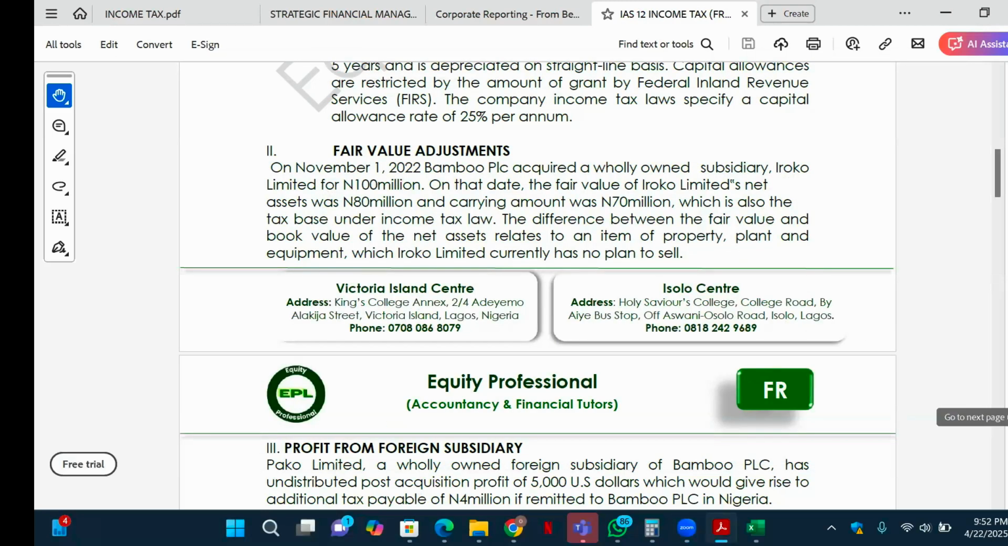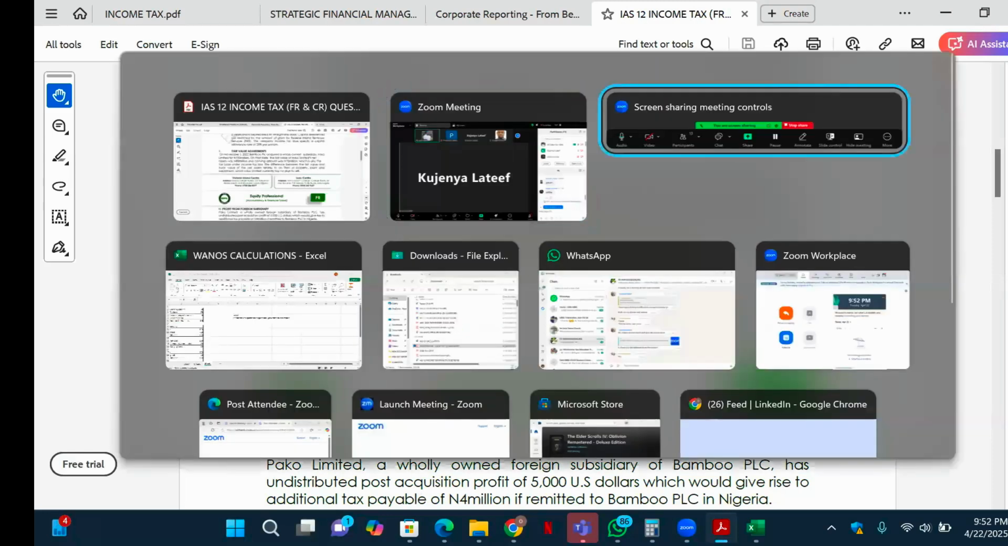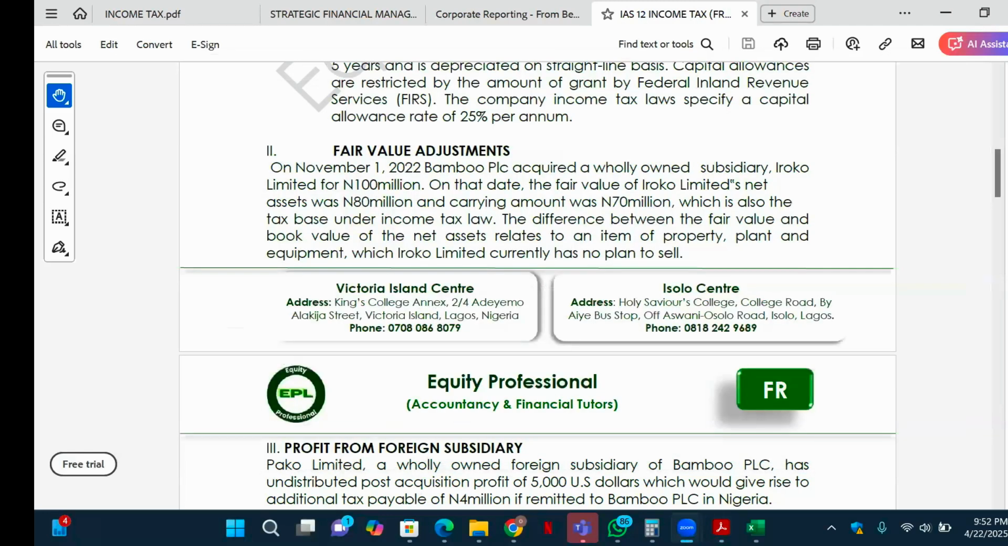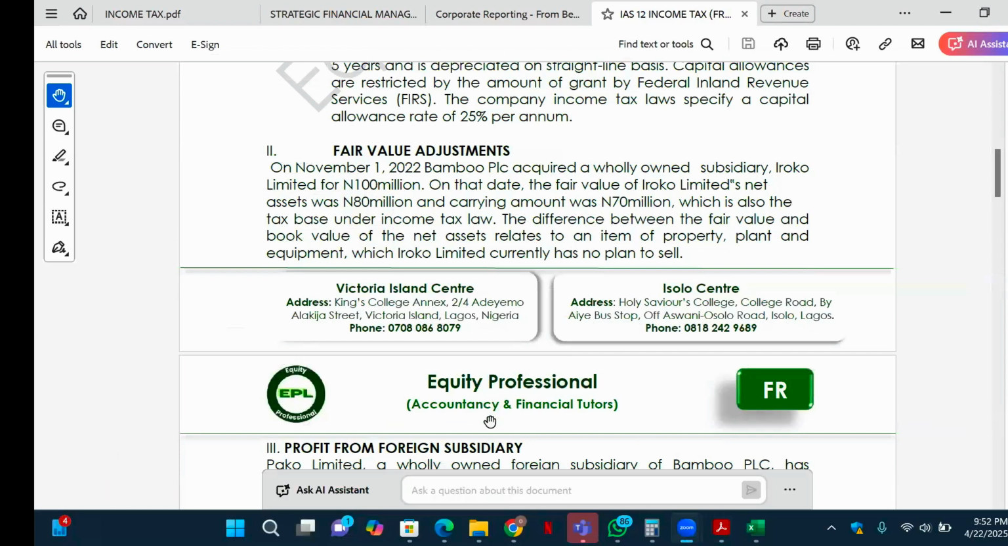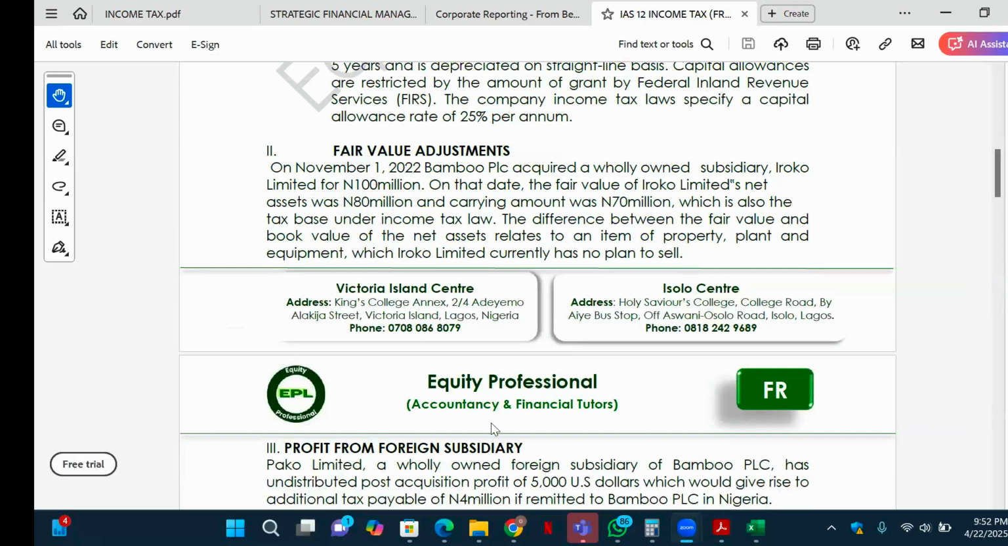Now, 70 million is correct because immediately after they wrote 70 million, they told us which is also the tax base under income tax law. Now, the only play they are playing with you is with something. Who can tell me what is the carrying amount? Let me see whether you already found out what they're playing with here. What is the carrying amount?